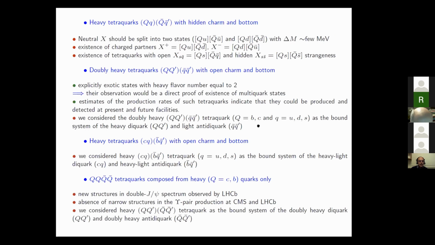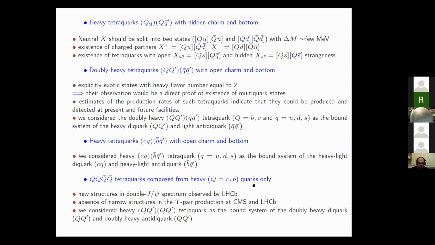We will consider the heavy tetraquarks with hidden charm and bottom. Also, we'll consider the doubly heavy tetraquarks with open charm and bottom. These are explicitly exotic states with heavy quark flavor equal to 2, so their observation would be a direct proof of the existence of multiquark states. Then we also consider tetraquarks with open charm and bottom, and will end by considering tetraquarks which are composed of heavy quarks only.